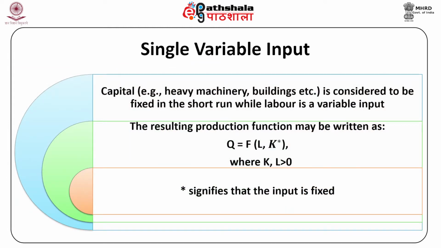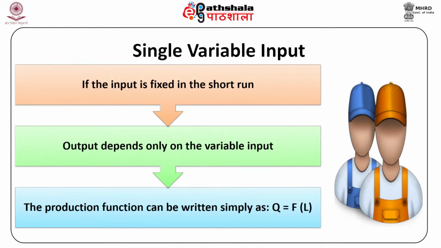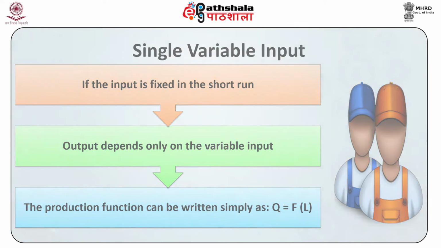Therefore, capital, for example, heavy machinery, buildings, etc. is considered to be fixed in the short run, while labor is a variable input. The resulting production function may be written as Q is a function of L, K star, where K and L are greater than 0. Note, star signifies that the input is fixed. If the input is fixed in the short run, output depends only on the variable input, and hence we can write the production function simply as Q is a function of L.